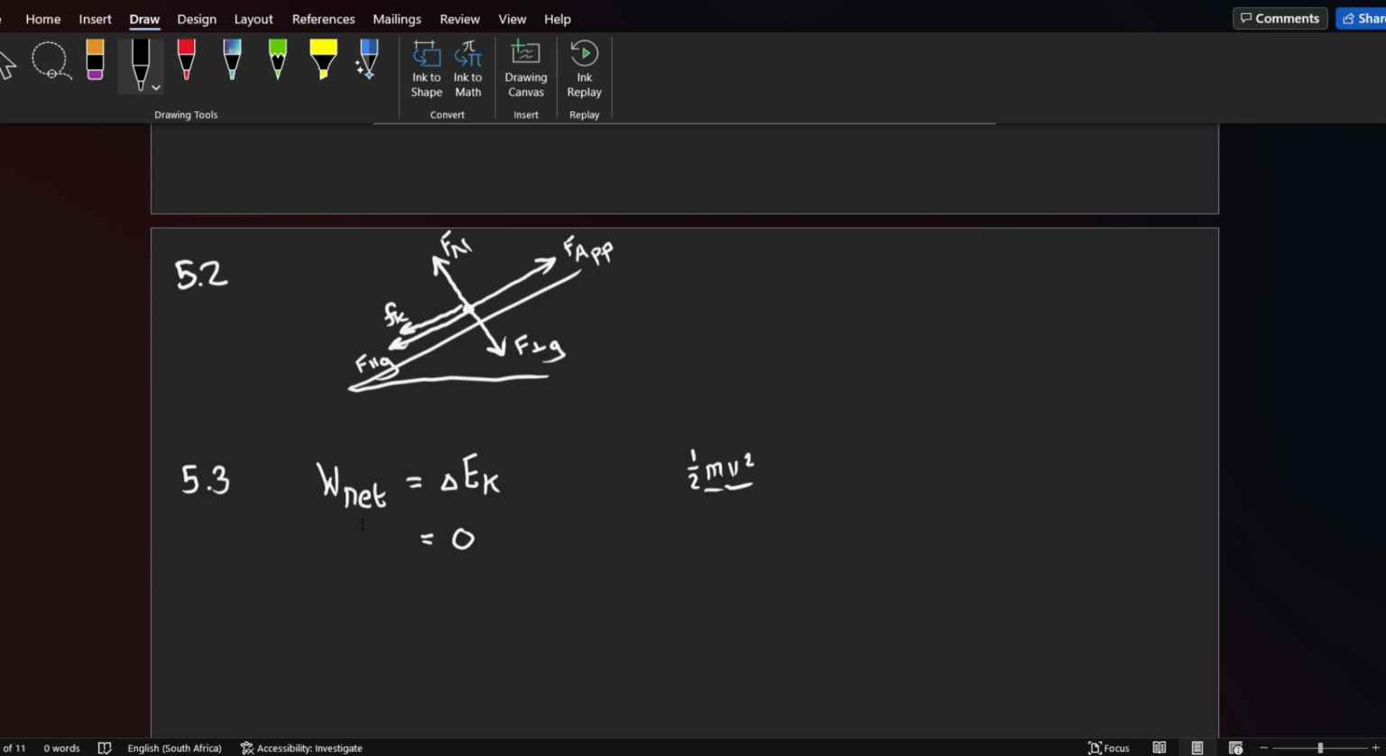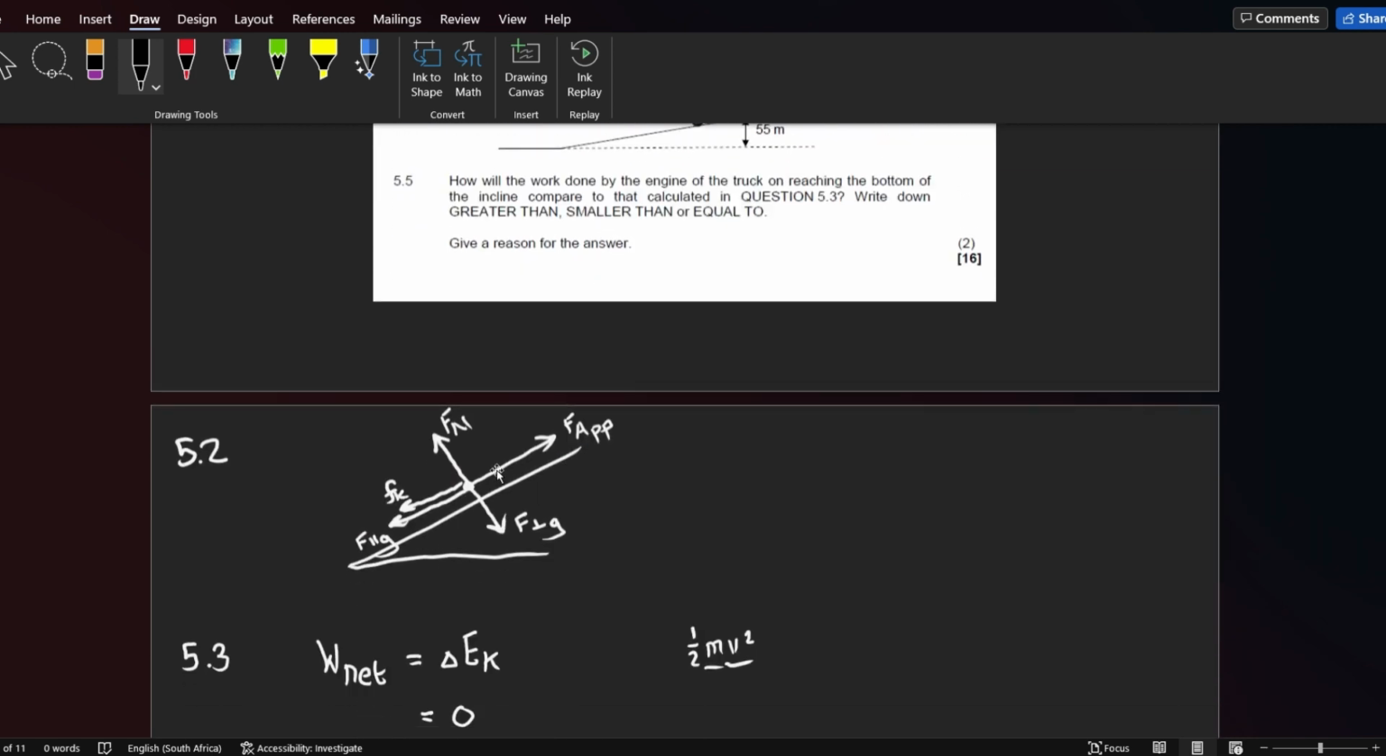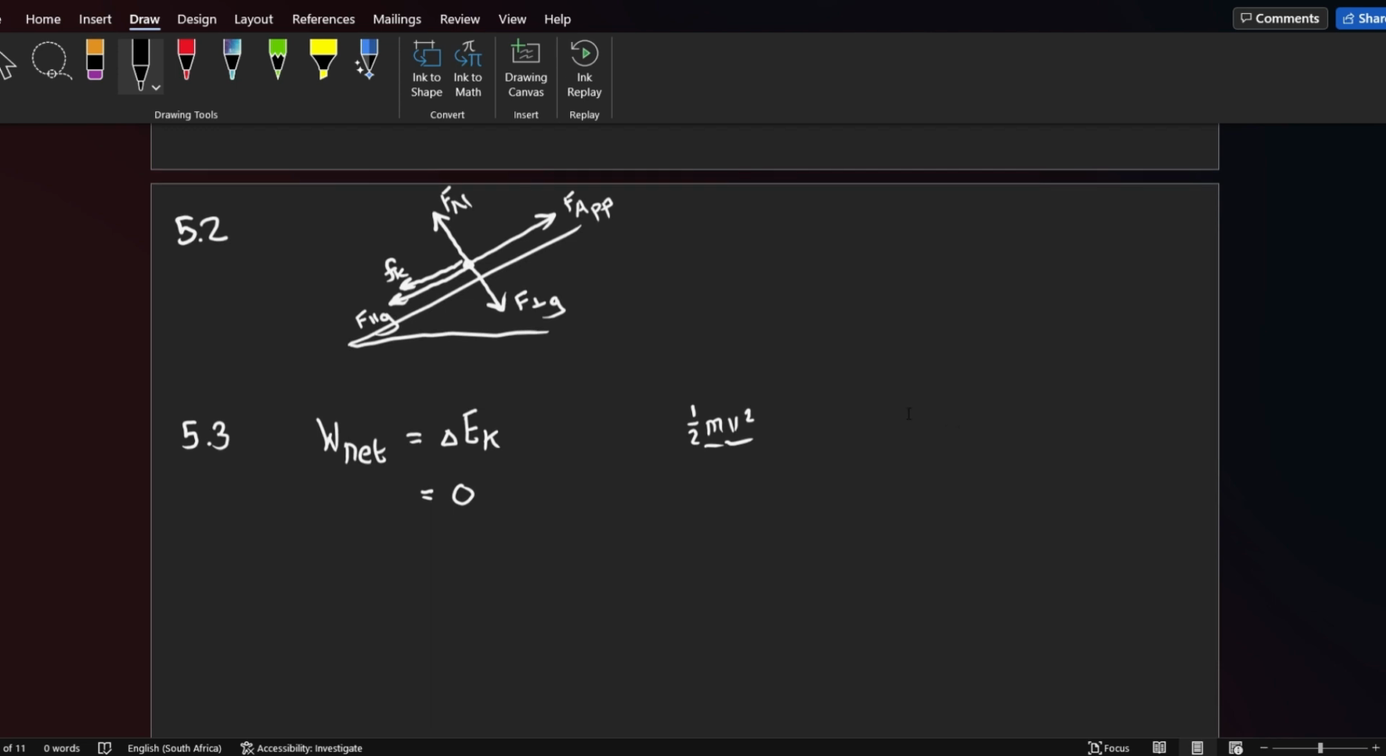We know the net work is basically the sum of each work done on the truck by the different forces, meaning it will be the sum of the work done by the applied force, the work done by the frictional force, and the work done by the gravitational force. So we can write that as an expression. And remember, we need to indicate whether energy, which is work, is being removed from the system or added to the system. We know that the applied force is in the direction of motion, so it will be positive.